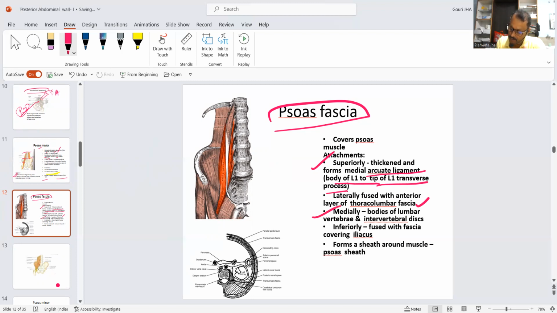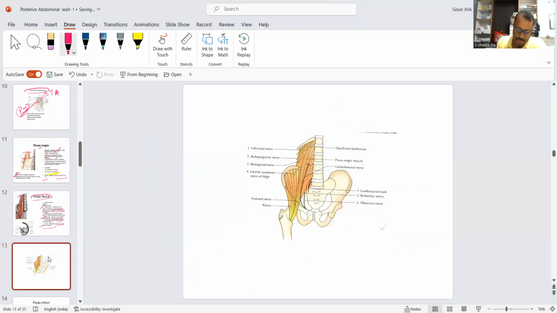Medially, it attaches to the body of the lumbar vertebra and the intervertebral disc, and inferiorly it fuses with the fascia covering the iliacus, and it forms the sheath around the psoas muscle, that is known as the psoas sheath. So we could see that this is coming from above. It is attached to the medial arcuate ligament, inferiorly to the iliacus, medially to the lumbar vertebra and the intervertebral disc. So this is how we get the covering of the iliopsoas, the psoas sheath.